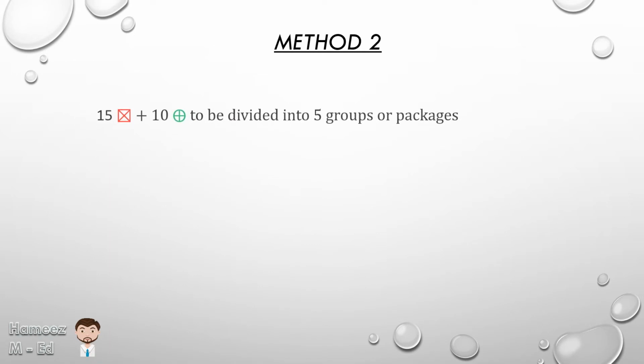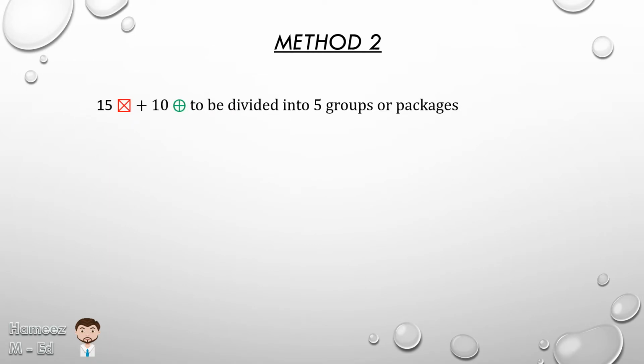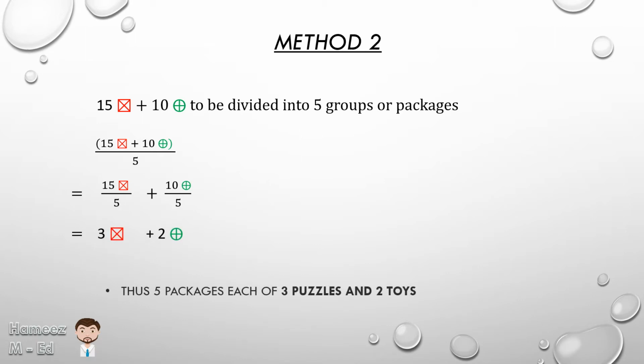In the second method, we will look at the 15 puzzles and the 10 toys to be divided into 5 packages. So we will take them and divide them individually. 5 into 15 puzzles is 3 puzzles, and 5 into 10 toys is 2 toys. Thus, 5 packages each has 3 puzzles and 2 toys. So this is a different method of getting the same solution. It may be a little quicker because we don't have to actually draw out all the items.